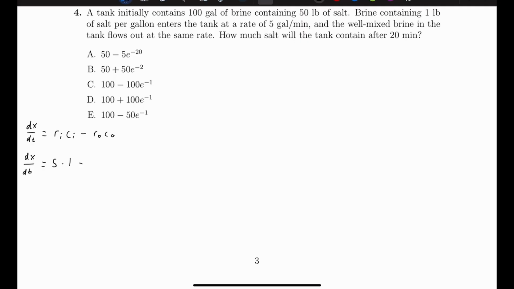And then minus our rate out. It says that the well-mixed brine flows out at the same rate, so that means it's also flowing out at 5 gallons a minute. And then this is the slightly more confusing term. Your concentration out is going to be equal to x over 100. This x is the amount of salt that we have in the tank, and because our rate in is equal to our rate out, there are always 100 gallons in the tank, so our concentration is equal to the amount of salt over the amount of gallons. The amount of gallons just isn't changing in this case because of the way the problem is set up.